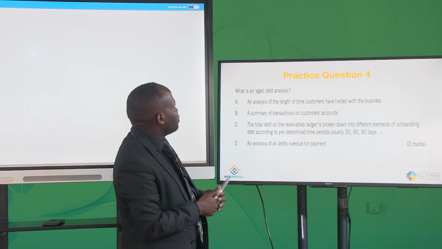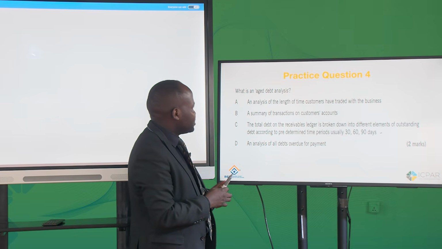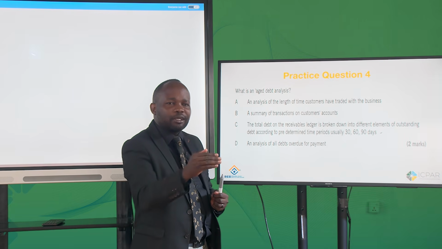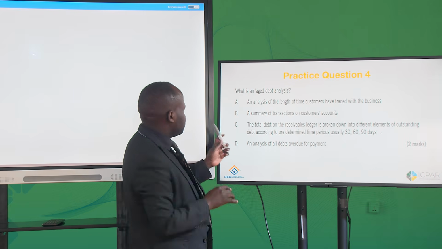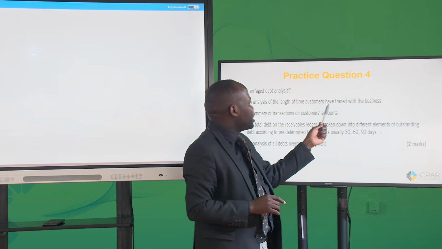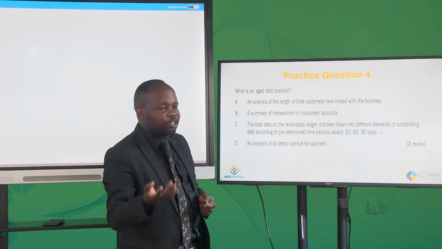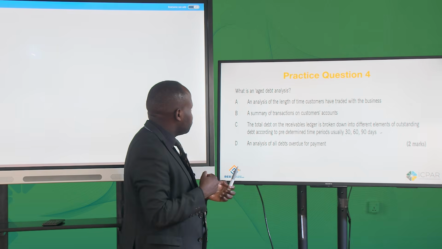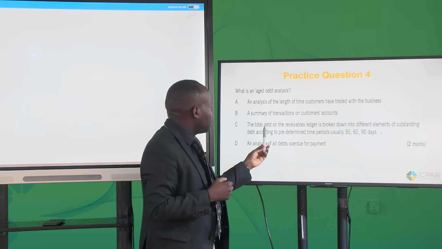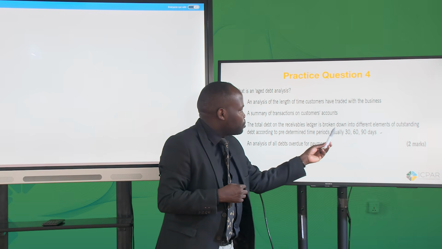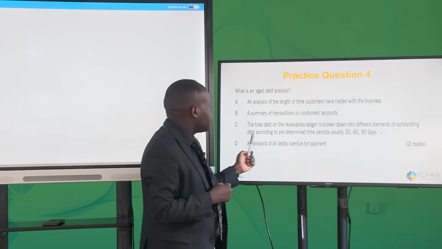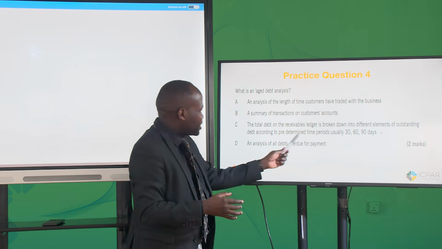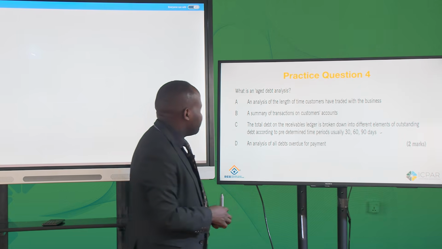The next question. What is an aged debt analysis? Remember, it's a record that shows the period of debt. Is it 30 days, 20 days, 6 months, 3 months, etc.? An analysis of the length of time customers have traded with the business. That's not true. A summary of transactions on customers' accounts. That's also not true. Number 3, the total debt on the receivables is broken down into different elements of time, that's the correct one. So a breakdown of the total debts into certain periods, 30, 60, or even 90.